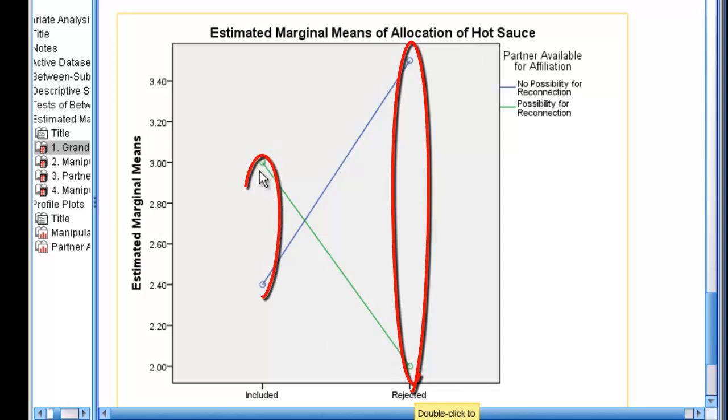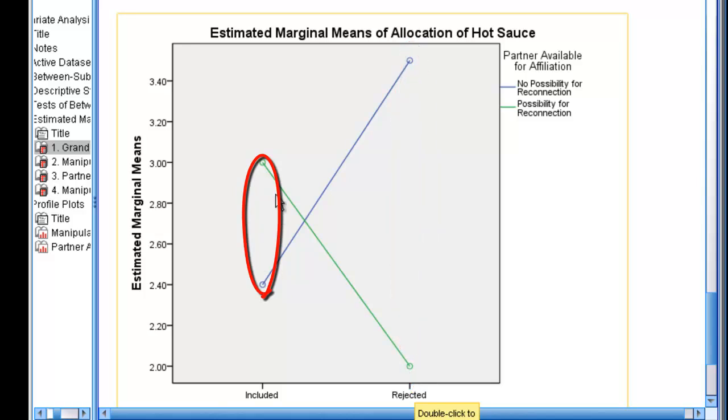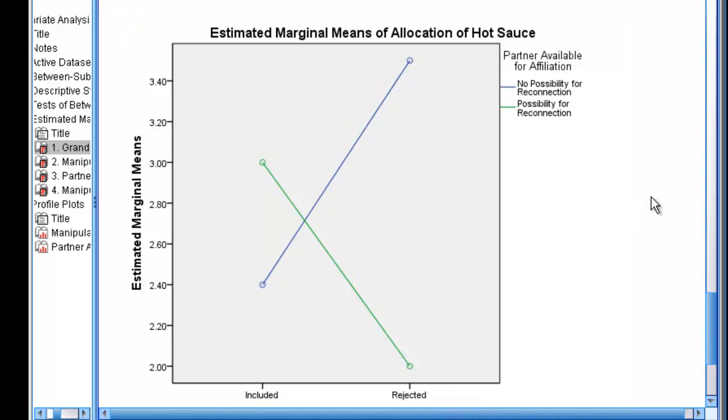Whereas when people are rejected but there is a possibility for reconnection, they actually aggress very little. And it looks like these two bars might differ from each other, but it's a very small difference, indicating that included people, when there's no possibility for reconnection, aggress a little less than they do when there is a possibility. But we'd have to do what are called simple effect analyses to examine that.